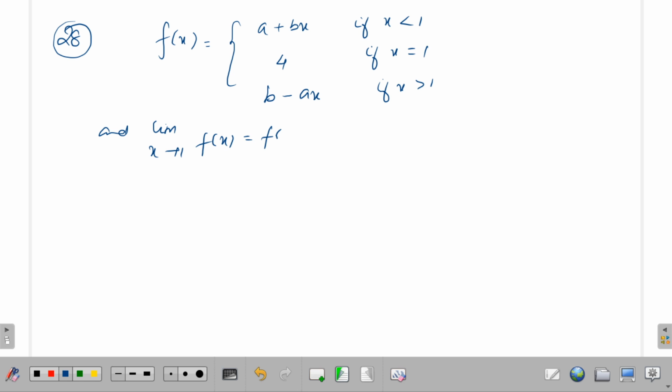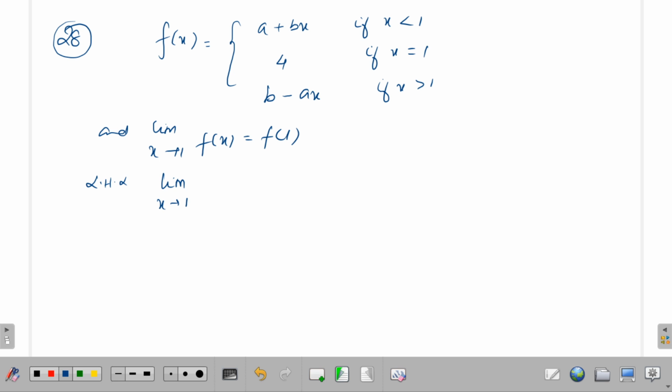And it's given that limit of x tends to 1, your f of x is equal to f of 1. What are the possible values of a and b? Very nice question. So what I can do from here is that, first of all, let me try to find out the left hand limit, okay?